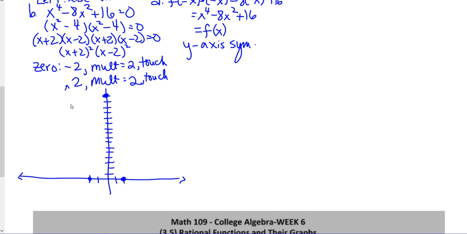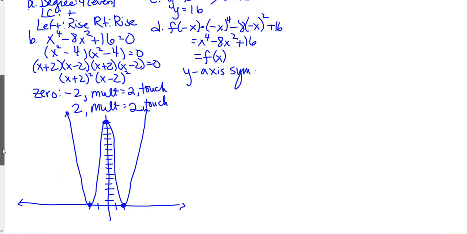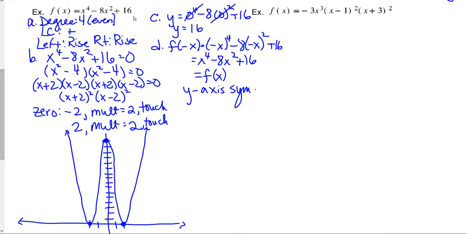So we're rising to the left. So I'm going to come down here. I have to touch that 0. I have to come up through this intercept. I have to come back and touch that 0 and come back up for my end behavior to be rising on the right as well. So it looks like a W, okay? That would be an x to the 4th equation. So basically just molding it and putting it all together in one problem, okay?